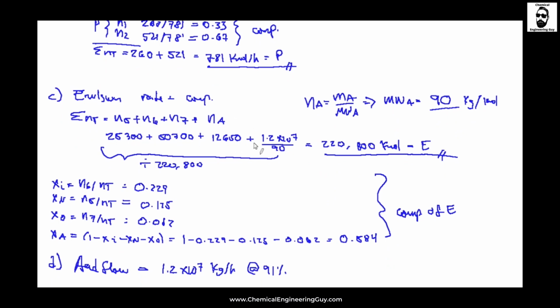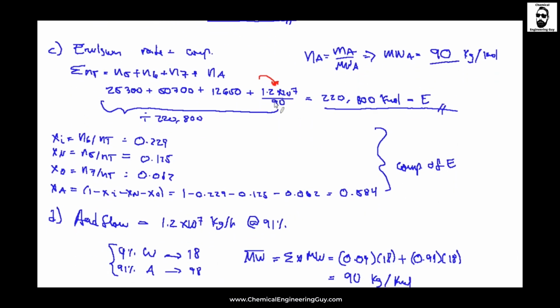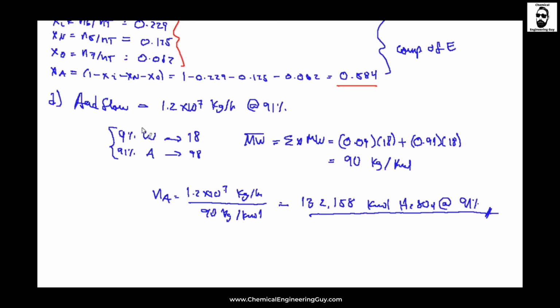You need to add all the moles. Very important to know how to do this, because you have mass of acid, you need to change it to moles. I got the total amount of moles, and I have my compositions here. And finally, we do the acid flow. We change everything to moles. Of course, the composition is also given. 91% is water, and 9% is acid.